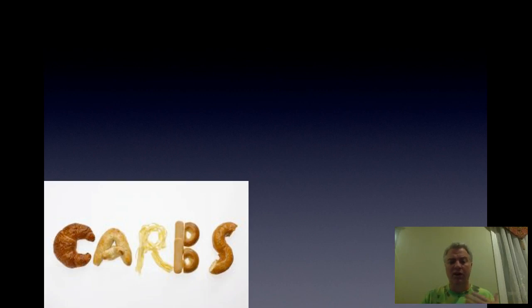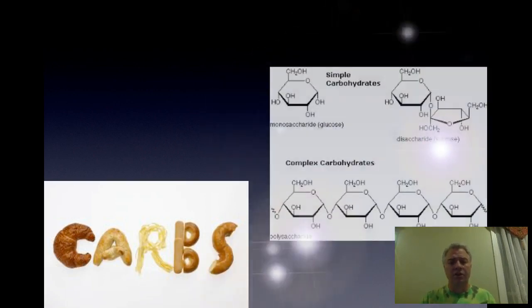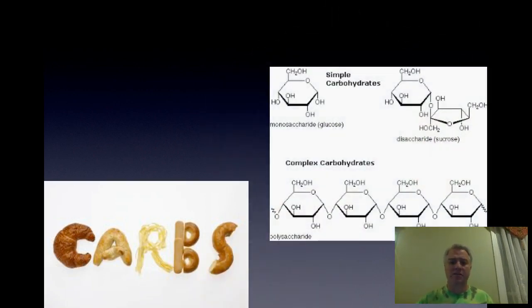So let's talk about carbohydrates first. We're familiar with carbs. We hear about carbs. We think of bread and donuts and candy and pop, all the things that we love to eat that taste so good. But we need to talk a little bit about carbs. There are some specific types of carbohydrates that are very important biologically speaking. In general, there are some basics of them.